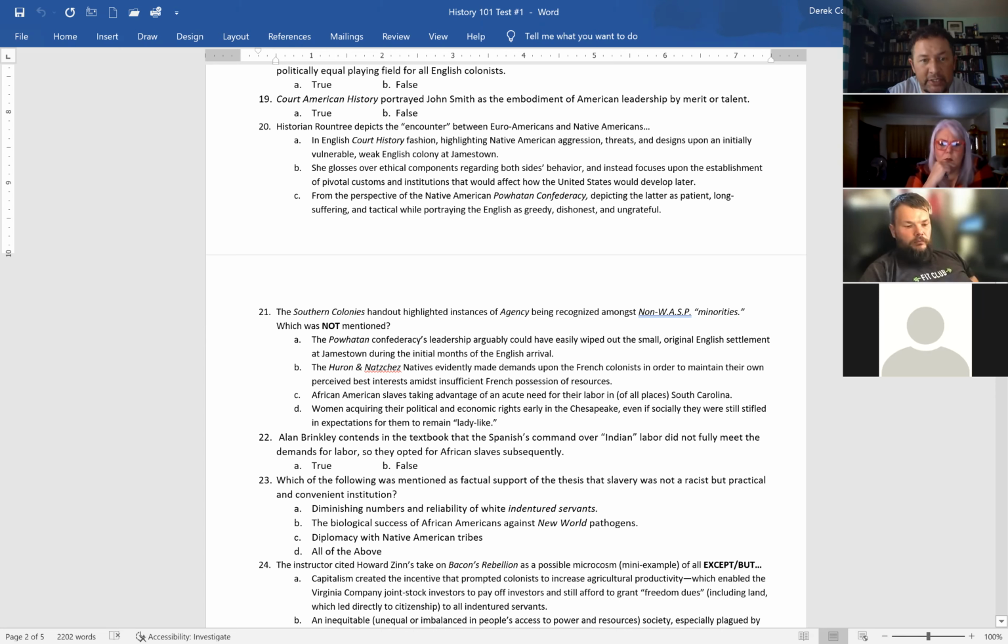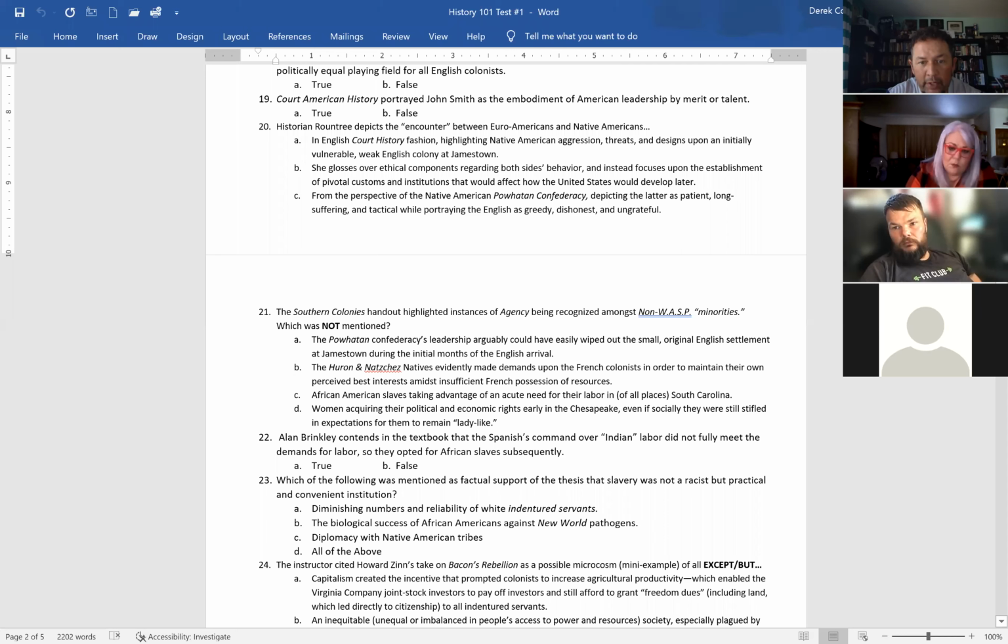Which was not mentioned in the handout. A, the Powhatan Confederacy's leadership arguably could have easily wiped out the small Jamestown settlement in its initial days. Absolutely. According to Helen Rountree's book and many accounts, that is contended. B, the Huron and Natchez natives evidently made demands upon French colonists along the Mississippi River. That is true. Remember, there was a number that spoke on that. C, African-American slaves taking advantage of an acute need for their labor, and of all places, South Carolina. Yes. Remember, the name of that book was Black Majority. So that was contended as well.